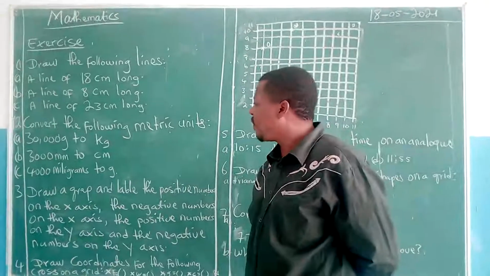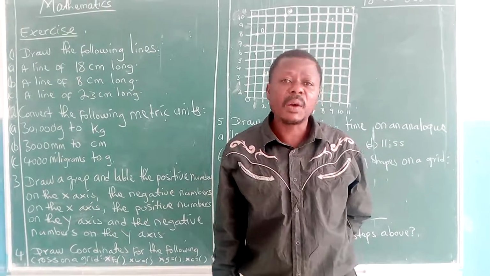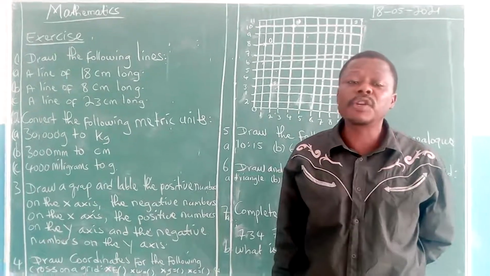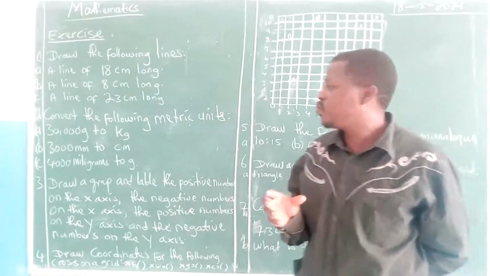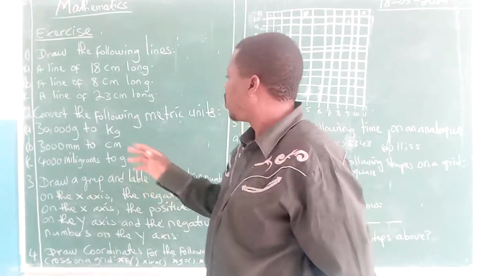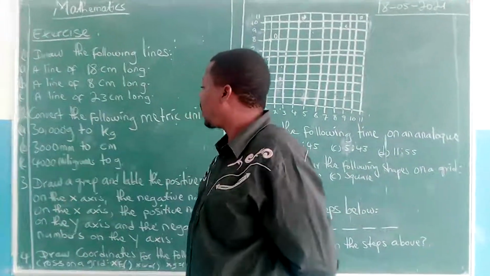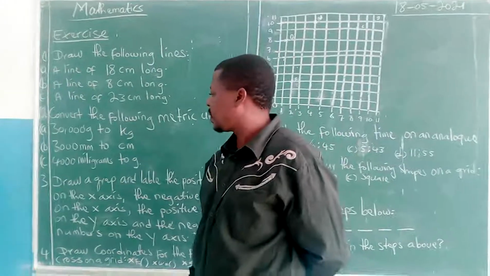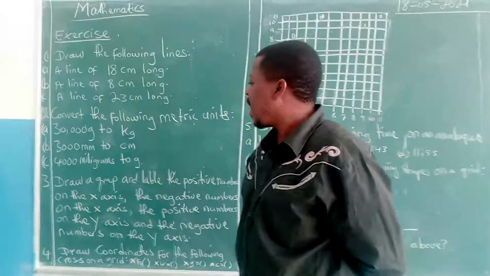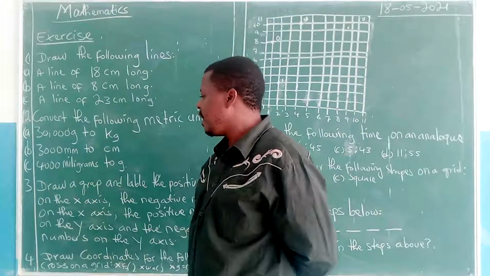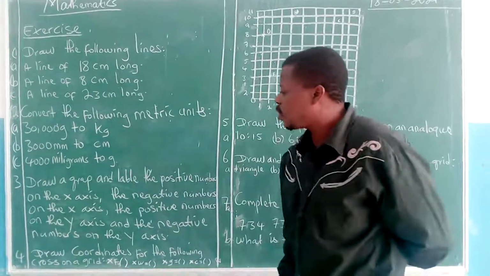Question number 2, convert the following metric units. We saw metric units in measuring distance and weight. We saw different metric units. We even saw a word that would help us to master the metric units. So what you are going to do is, you are going to convert the following metric units. A, 30,000 grams to kilograms. The next one, B, 3,000 millimeters to centimeters. C, 4,000 milligrams to grams.